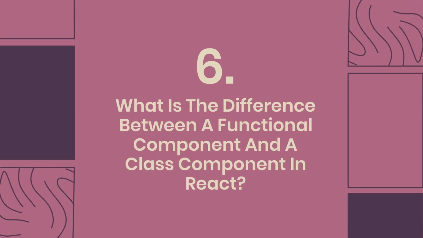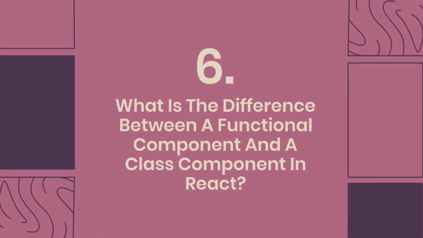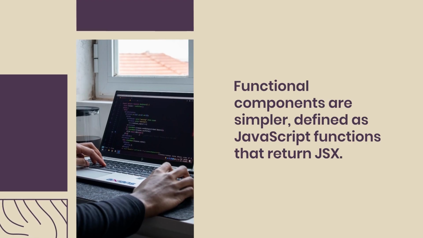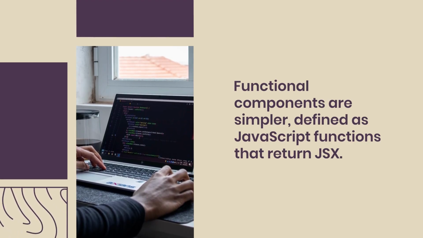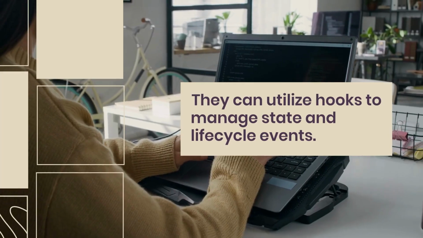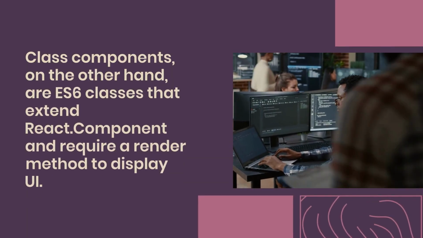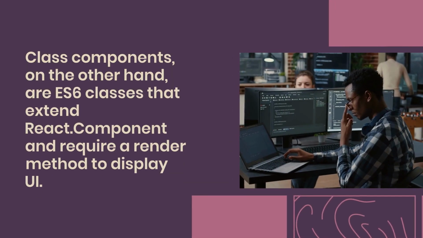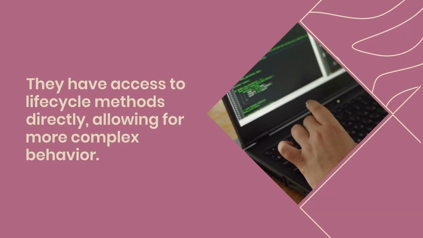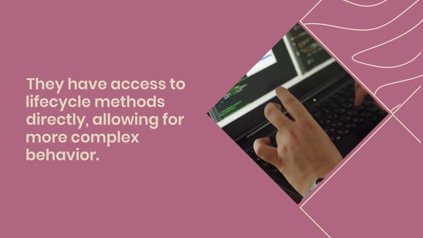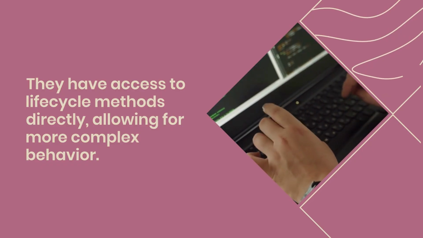6. What is the difference between a functional component and a class component in React? Functional components are simpler, defined as JavaScript functions that return JSX. They can utilize hooks to manage state and lifecycle events. Class components, on the other hand, are ES6 classes that extend React.Component and require a render method to display UI. They have access to lifecycle methods directly, allowing for more complex behavior.